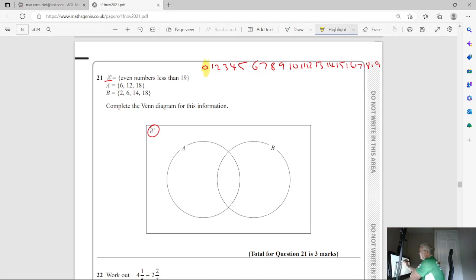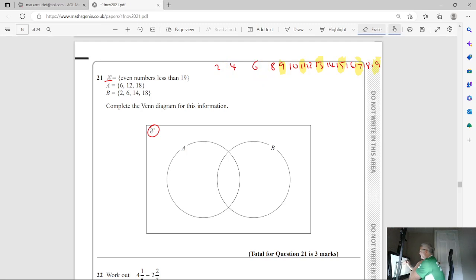So get rid of it. Get rid of the 1. Get rid of the 3, the 5, the 7, the 9, the 11, 13, 15, 17, 19. They are all odd numbers. Okay, not interested in them. So all I've got left is my even numbers.